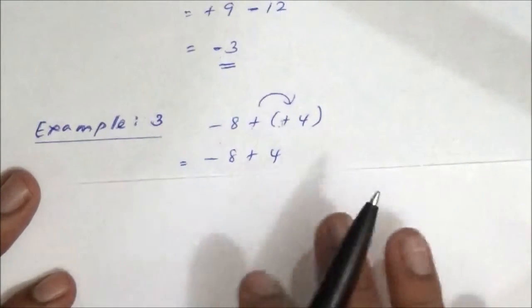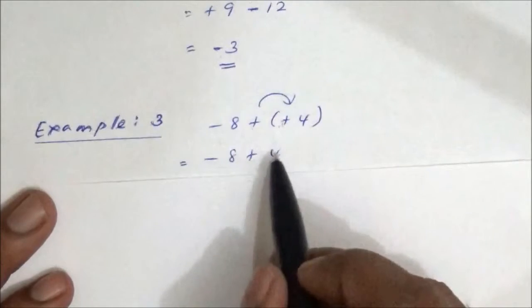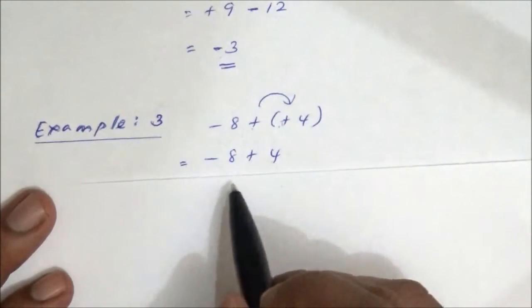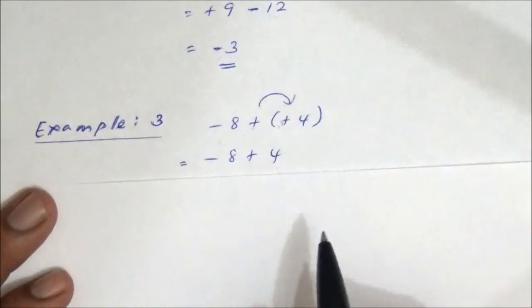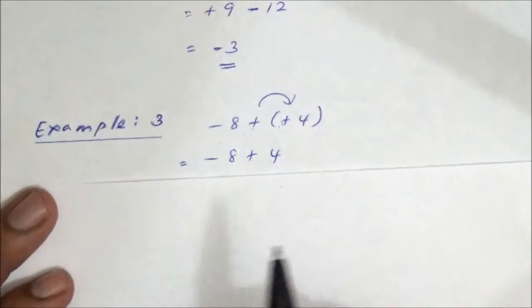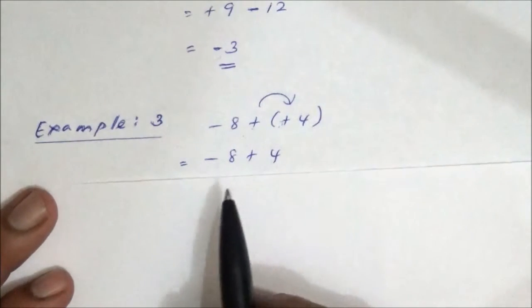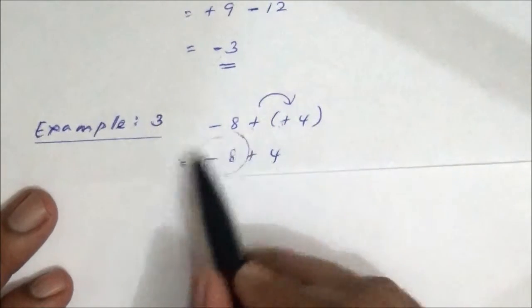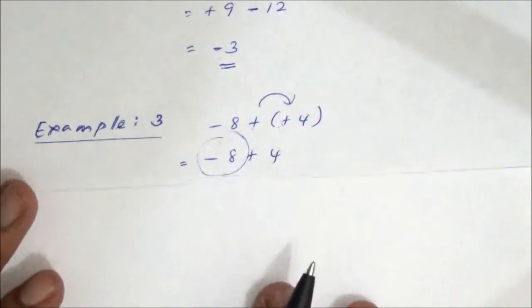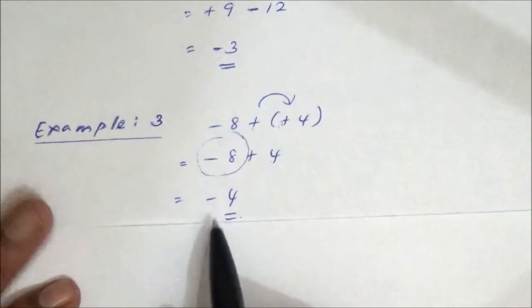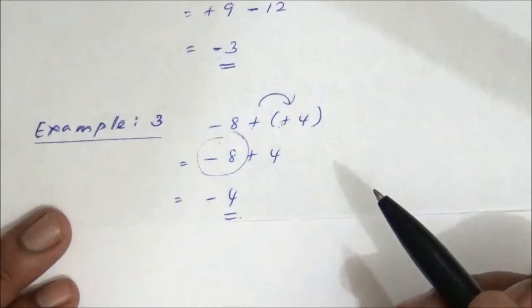So, can you guess this? What's the answer? The difference of 8 and 4 should be 4. Correct. But is that positive 4 or negative 4? It should be negative 4. Why? Because minus 8 is the largest, so minus should be here. So my answer is minus 4.